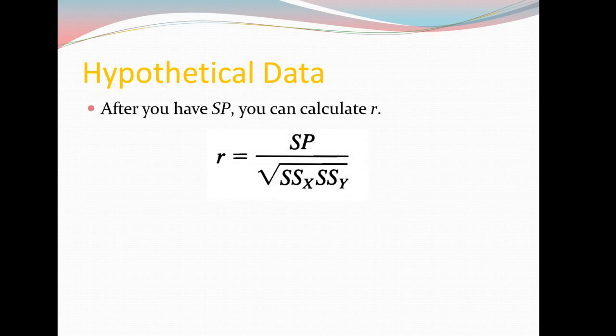Now, after you've calculated your sum of products, you can calculate your r, where the sum of products is divided by the square root of the sums of squares for x multiplied by the sums of squares for y. And so all we now need to do that is the sums of squares for x and y.